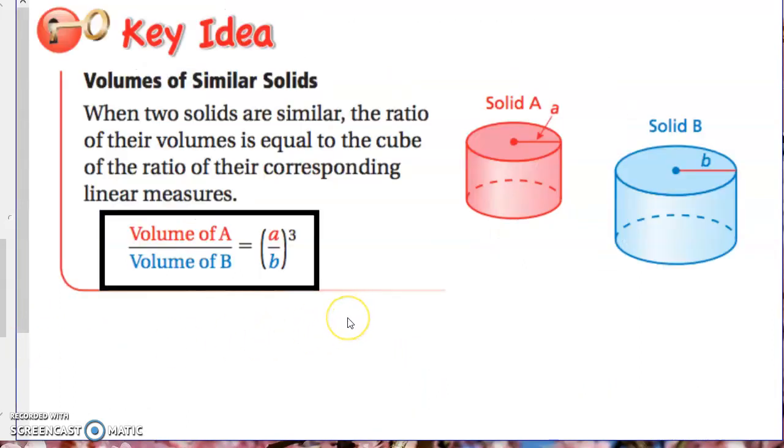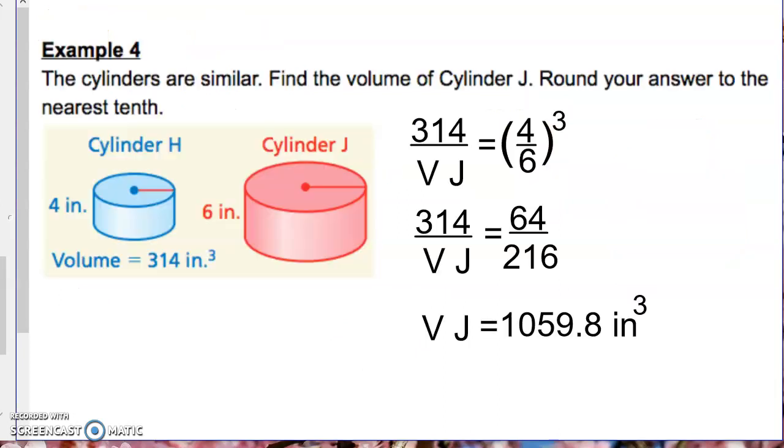So last part, and this is a new part, we are comparing volumes of similar solids. When two solids are similar, the ratio of their volumes is equal to the cube of the ratio of their corresponding linear measures. So now instead of squaring these, I have to cube them because that's how it relates the volume of similar solids. So looking at example 4, we have cylinder H and we have cylinder J, and we're looking for the volume of cylinder J.